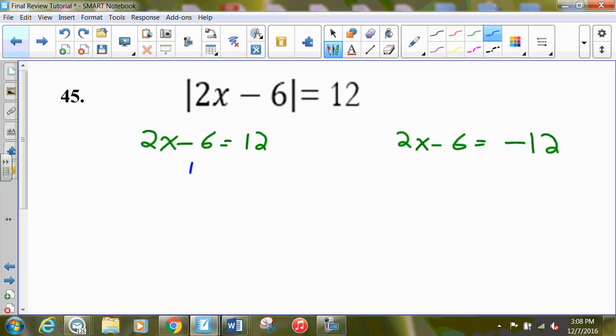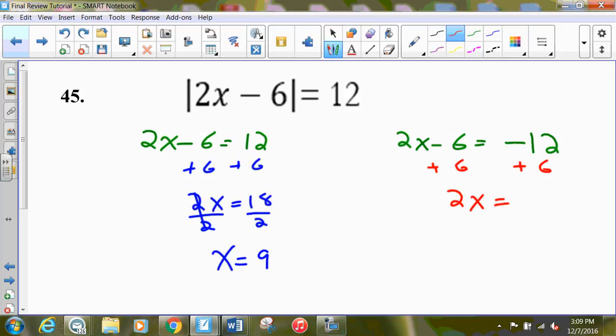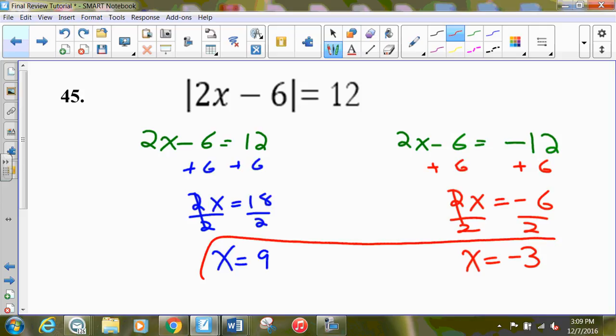So that's why we're going to have two equations and two solutions for the equation. So we're going to go ahead and add 6 to both sides, and we'll get 2x equals 18. We're going to divide both sides by 2, and we get that x equals 9. So that's one of our answers. If we plug 9 in, we'd get 18 minus 6 is 12. Absolute value of 12 is 12. And then on this side, we're going to go ahead and add the 6 again. Divide by 2. And we'll get x equals negative 3. If we plug negative 3 into that equation, we would get negative 6 minus 6 is negative 12. And the absolute value of negative 12 is 12. So these are our two answers.